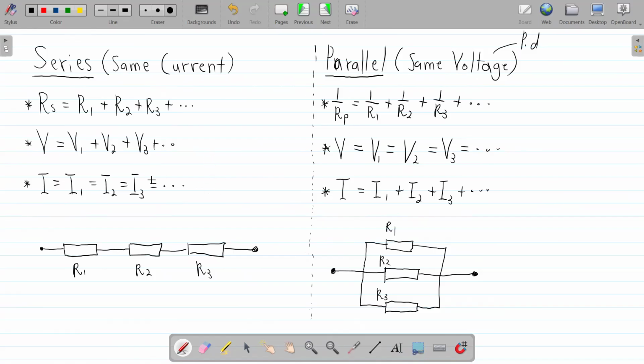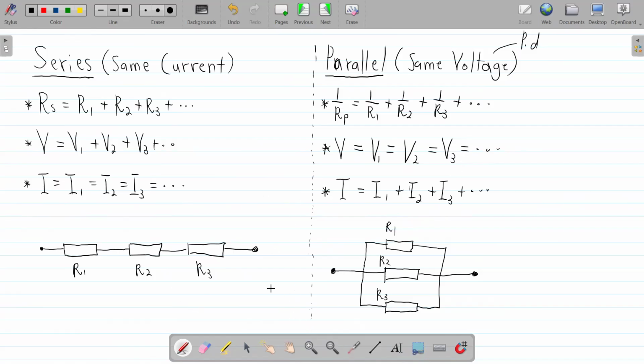Now, the voltage for a series is addition. You add all the voltages. For a parallel, you add all the currents. The current is the same here. The voltage is the same here. Okay.